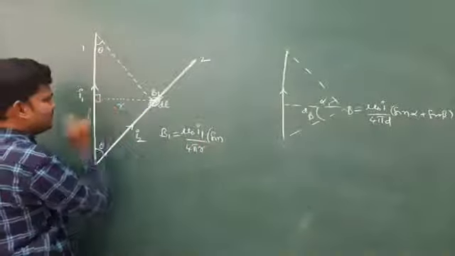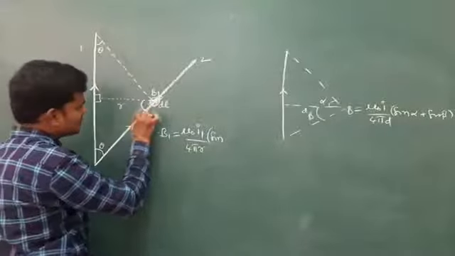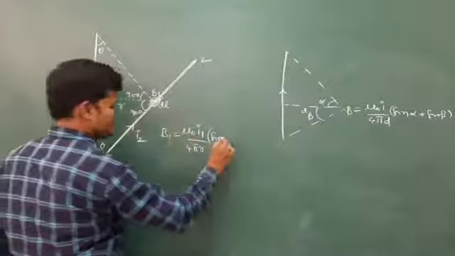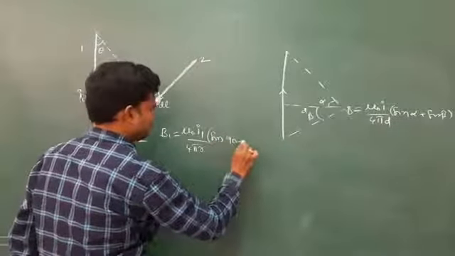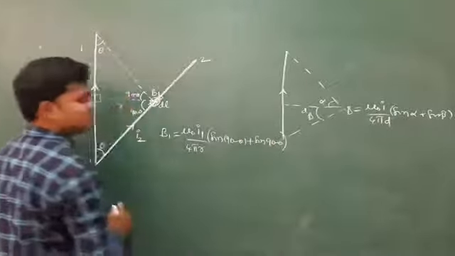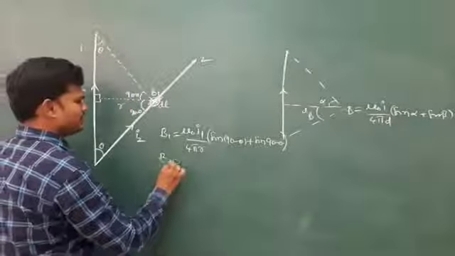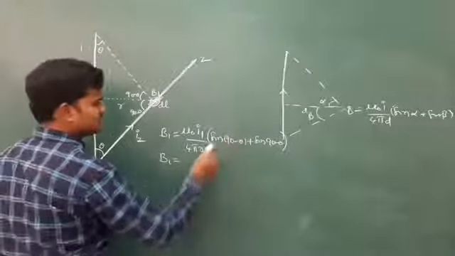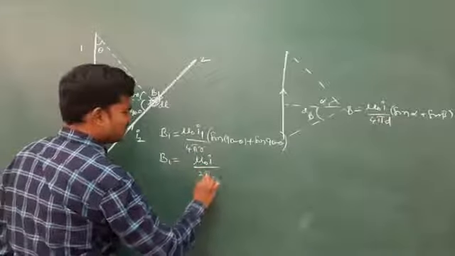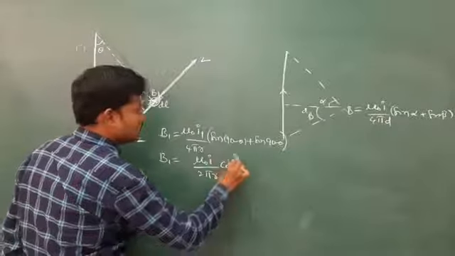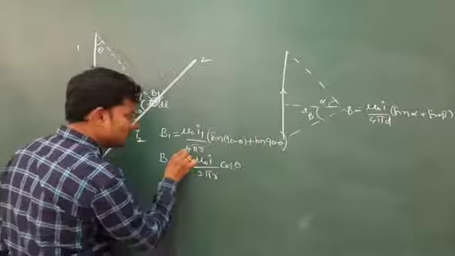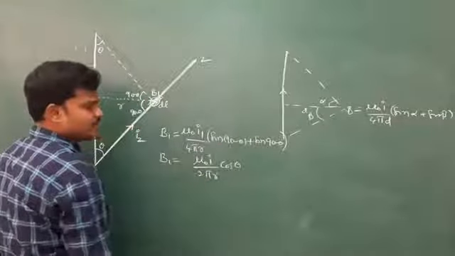This is theta, 90. No doubt. How much is this one? 90 minus theta. This is also 90 minus theta. Sin alpha is 90 minus theta, sin beta is 90 minus theta. So B1, I got it. B1 is equal to sin of 90 minus theta is cos theta, and cos theta plus cos theta is 2 cos theta. Here 2 is there, you strike it off. Mu naught I by 2 pi r cos theta.